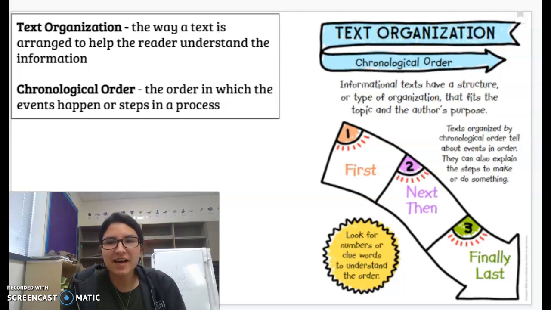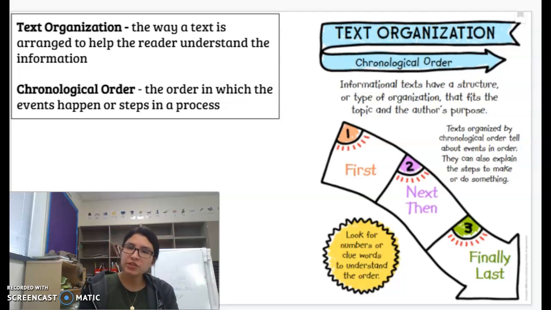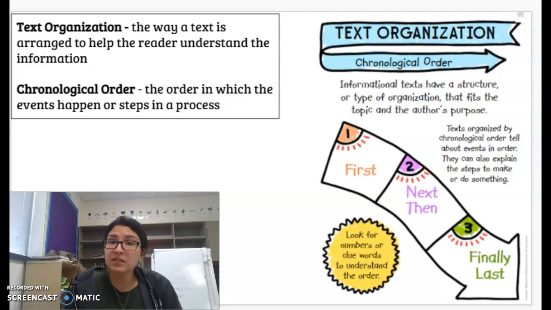Hi there. For today's video, we are going to be going over text organization, but focusing on chronological order. So I've told you that when an author writes a story, they organize it different ways. They can organize it by description, using our 5 senses, or sometimes they can do it by cause and effect. For example, this happens, so then this happens. Or sometimes they do it by chronological order. First, next, then last. The beginning, middle, end. First, second, third, fourth. Okay? So we're focusing on chronological order.